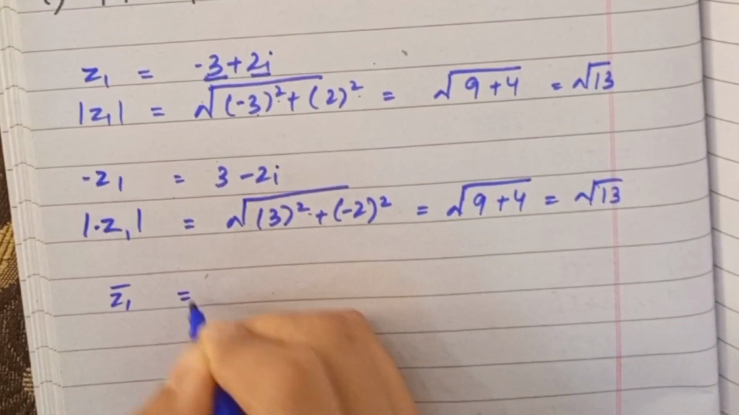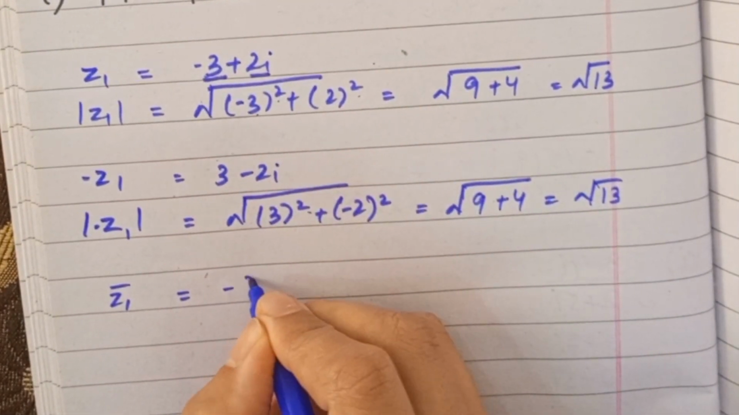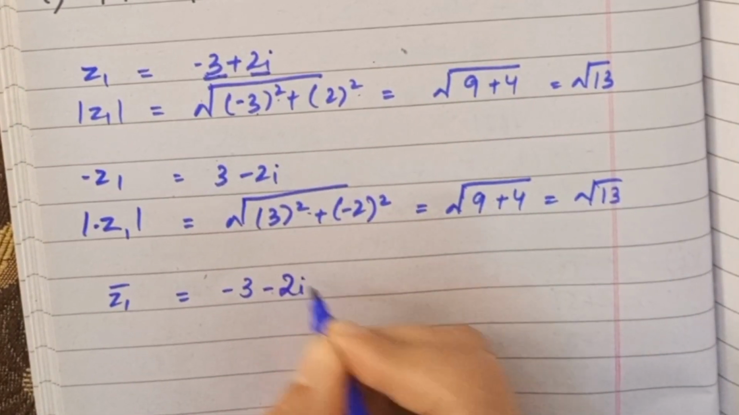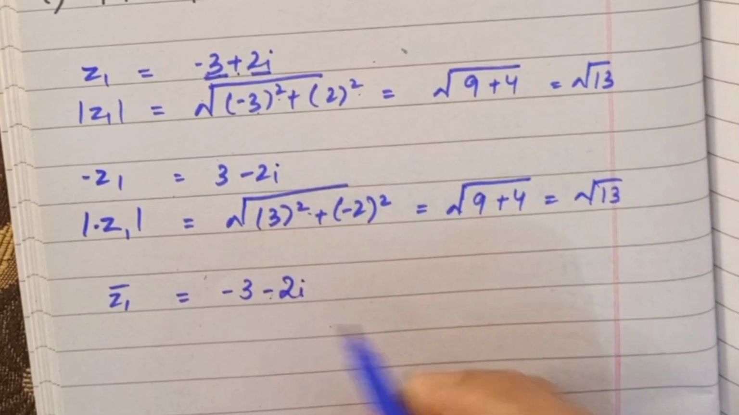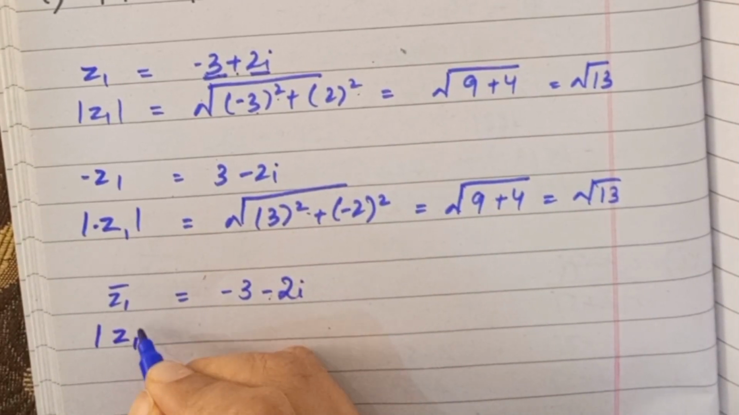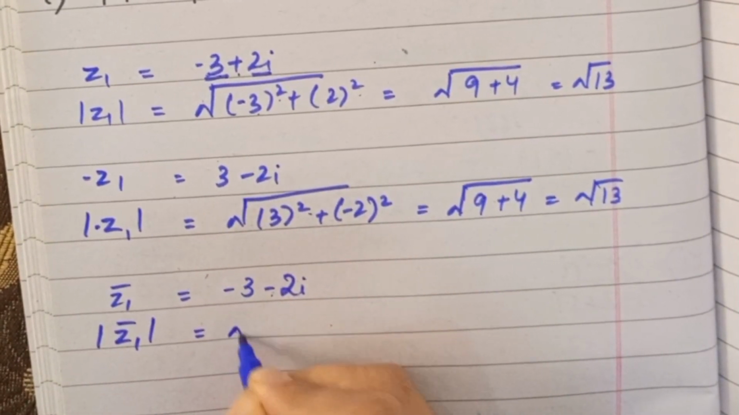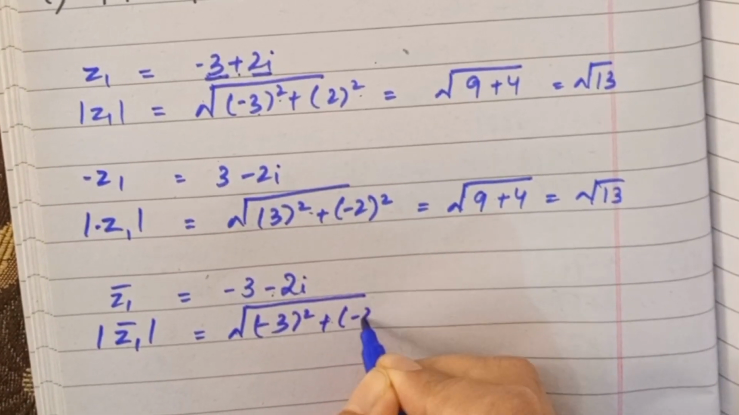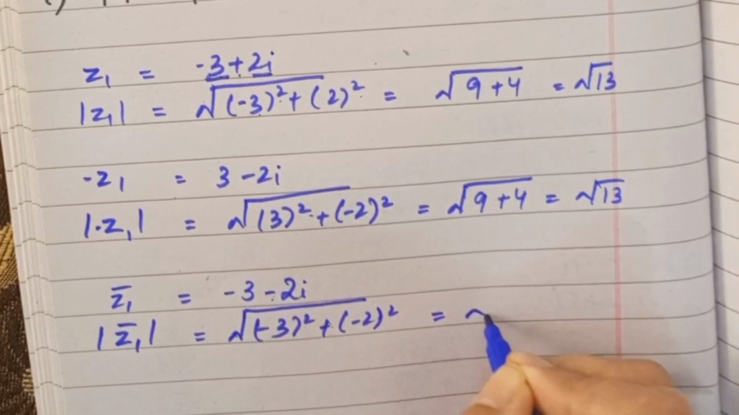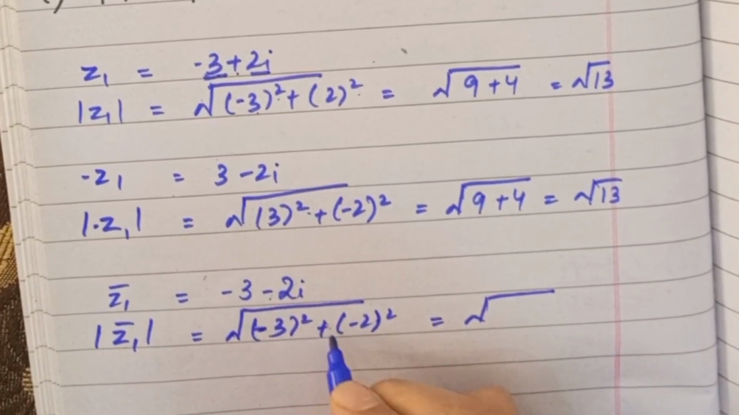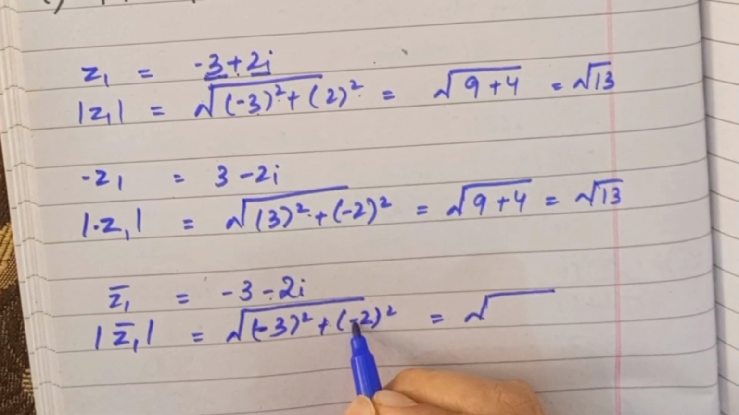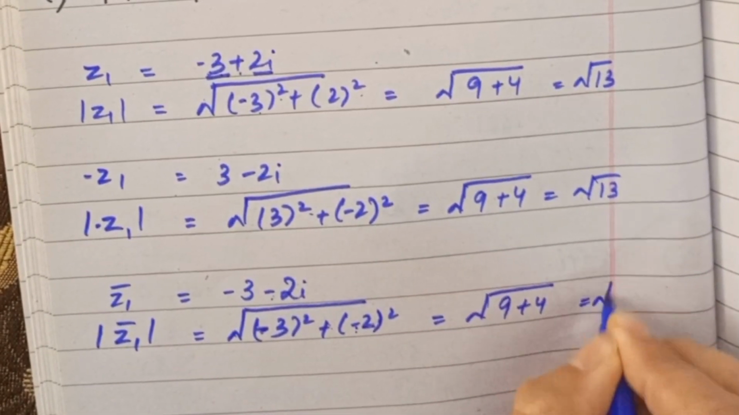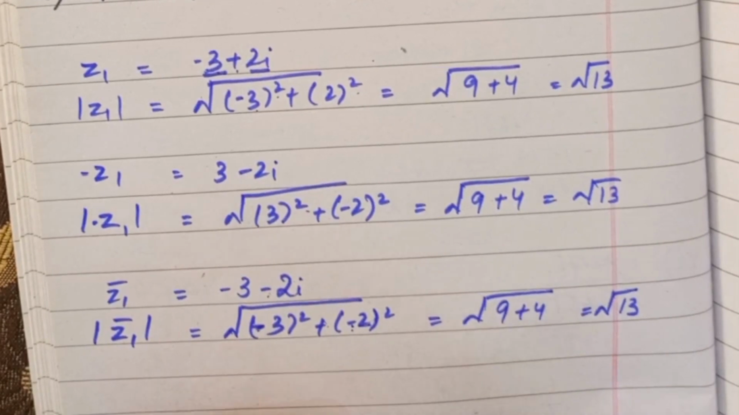Now take conjugate of Z1. Conjugate of Z1 will not affect the real part, but this sign will be changed. Minus sign when squared is always positive. So in these two, minus will be positive. We will be left with square root of 13.